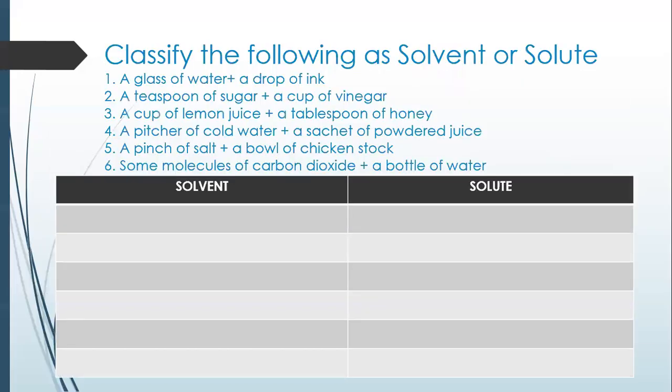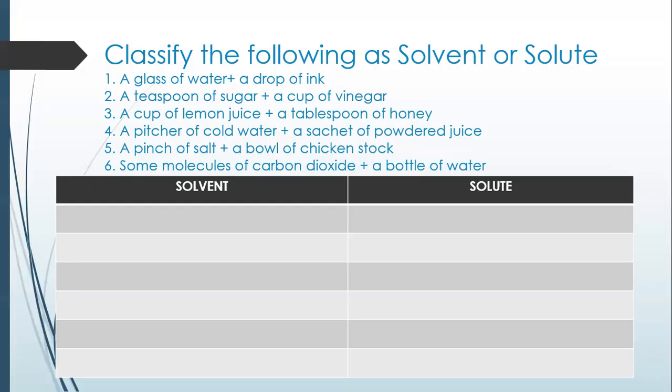Now let's try to classify. Let's have an exercise. Let's see if you know how to classify the following mixtures, the following solutions as to solvent or solute. So are you ready? Okay, you make two columns, one column for solvent and one column for solute. Are you ready? Let's begin. Number one, a glass of water plus a drop of ink. Which one is solvent and which one is solute? Start.